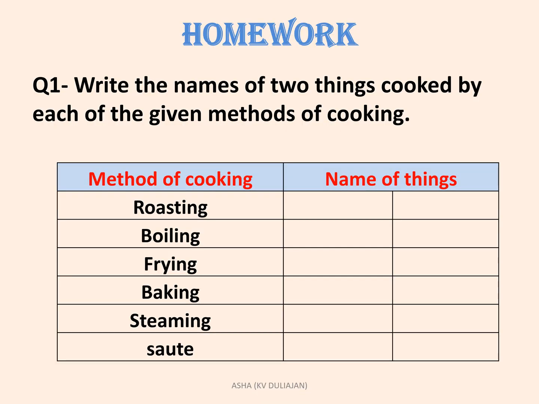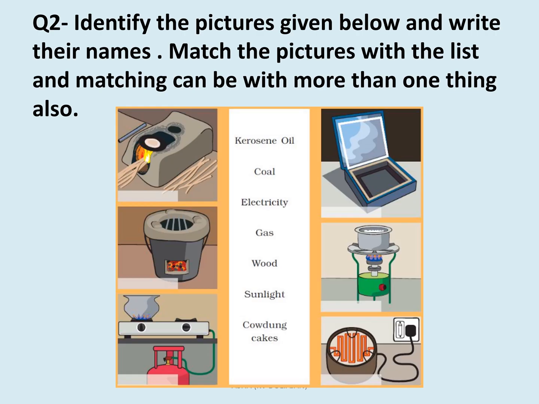Now your homework for today is question number 1. Write the names of two things cooked by each of the given methods of cooking. You have to write the name of things here. Question number 2. Identify the pictures given below and write their names. Match the pictures with the list, and matching can be with more than one thing also.